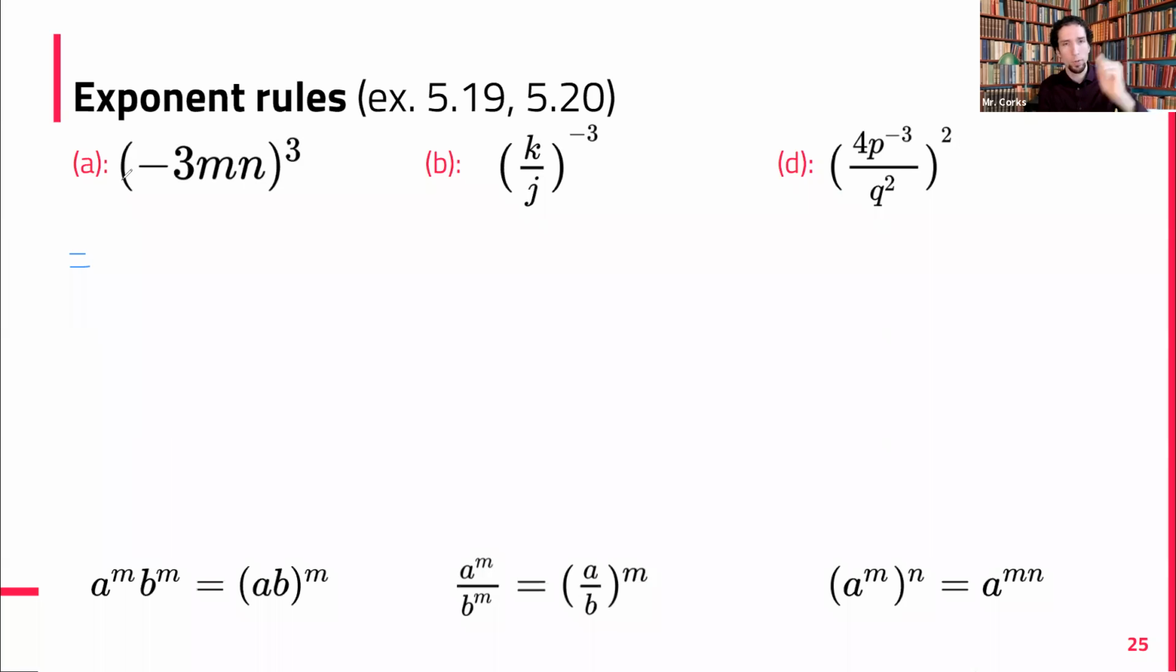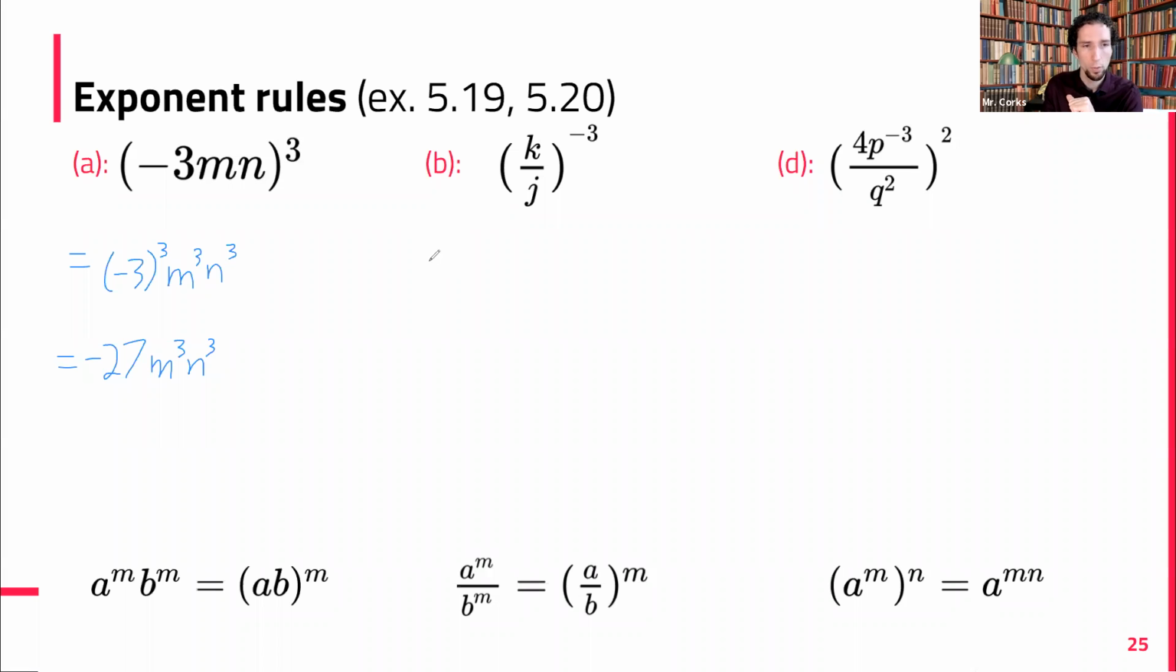Let's just bring our exponent inside the brackets. -3 cubed, multiplied by m cubed, multiplied by n cubed. So we just take our exponent from the outside, bring it in, apply it to each of the parts inside, and then the -3 cubed, that's just -27 m cubed n cubed.